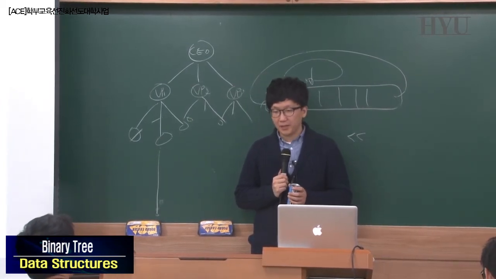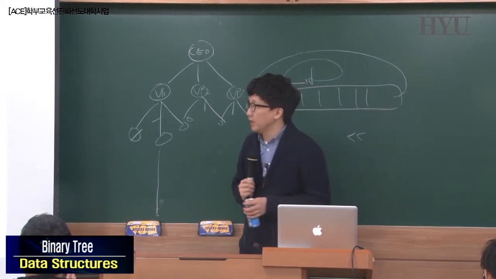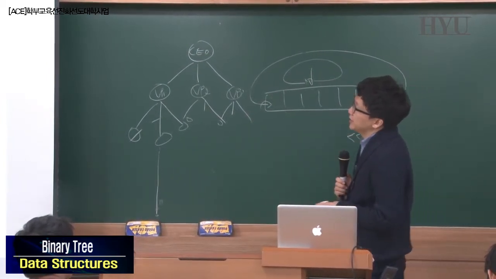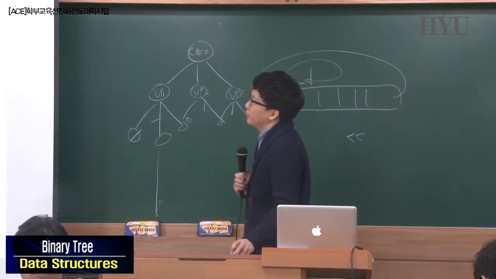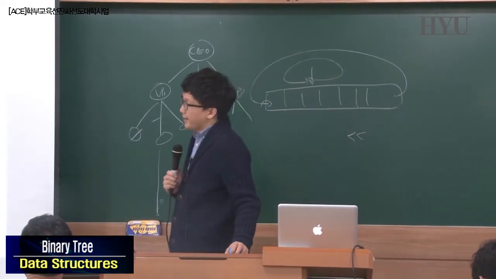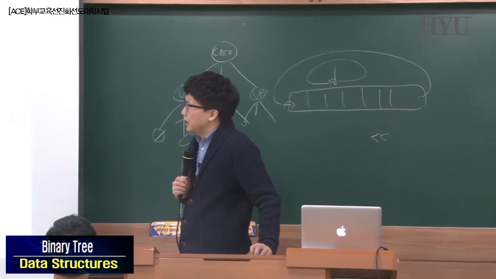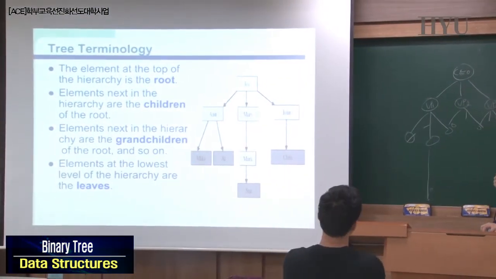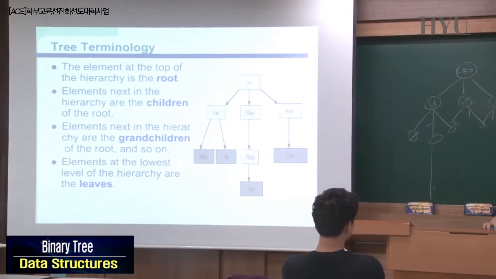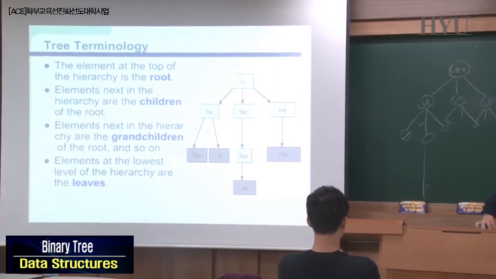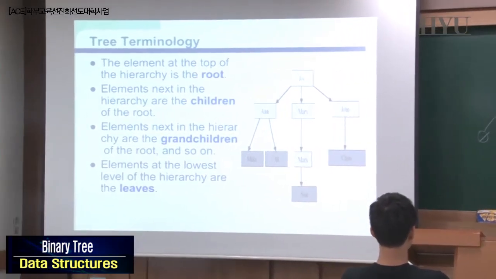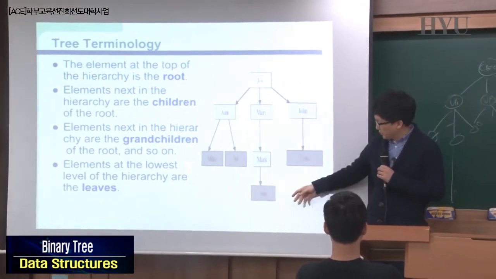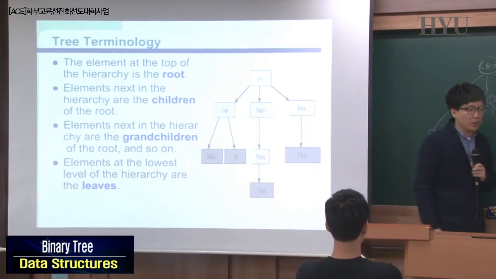But these are the tree terminologies. The element at the top of the hierarchy is the root. We know that now. Joe is the root. Elements next in the hierarchy are children of the root. Descendants, same way, children. Elements next in the hierarchy are grandchildren of the root, and so on and so on. Children, grandchildren. We all know what it means.